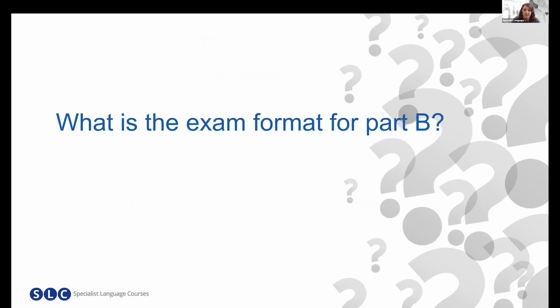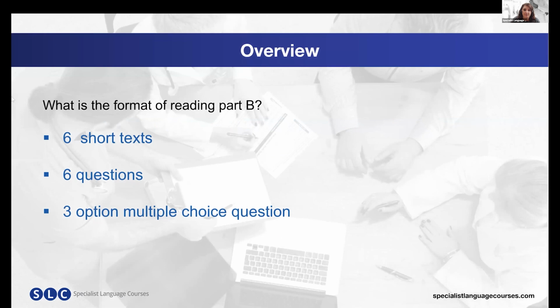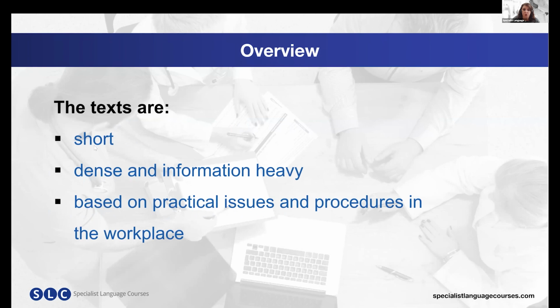So the exam format for Part B. As we've discussed, you will have 6 short texts. Each text has a question, so there are 6 questions, and each of these questions have the same format. They are all 3-option multiple choice questions. The texts are short, as we've seen, 100 to 150 words. They are dense and information heavy, so they contain a lot of information in those 100 to 150 words, and they are based on practical issues and procedures in the workplace.